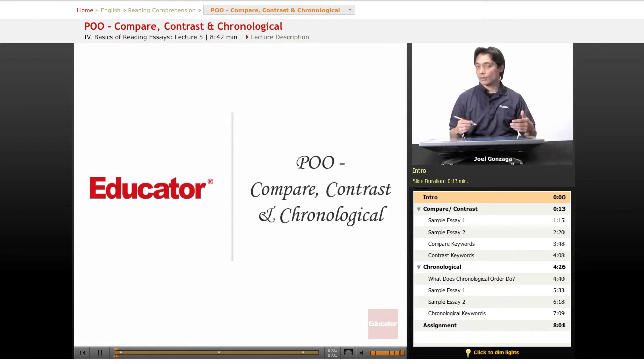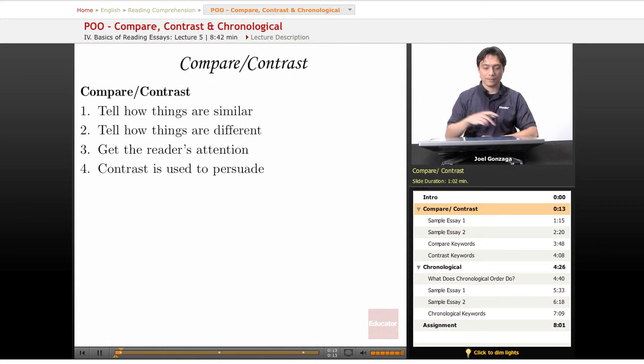Continuing on with our patterns of organization, or POO, let's go over the compare, contrast, and chronological patterns of organization. This format's going to be just like the previous formats of the lesson, where I'm going to tell you what each pattern of organization does, and then I'll illustrate by actually showing you some sample essays. And then I'll give you keywords, of course, at the end.